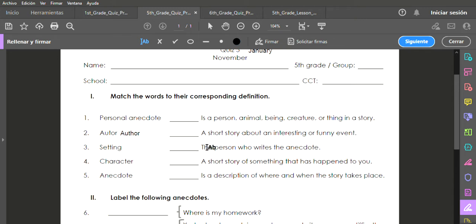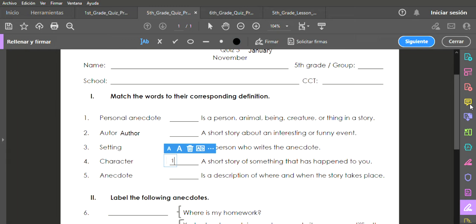The next one says, the person who writes the anecdote, la persona que escribe la anécdota. The next one, a short story of something that happens to you. Una historia corta de algo que te pasa a ti. This is the definition for number 1, okay? I'm going to write here, number 1, personal anecdote. Esta es la definición de anécdota personal.